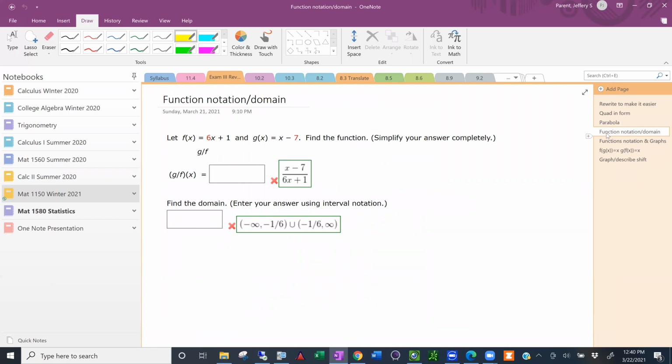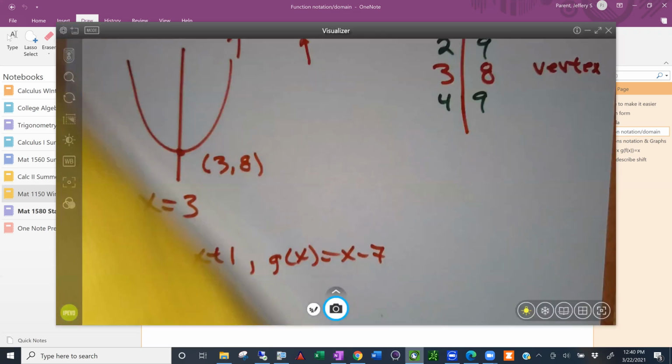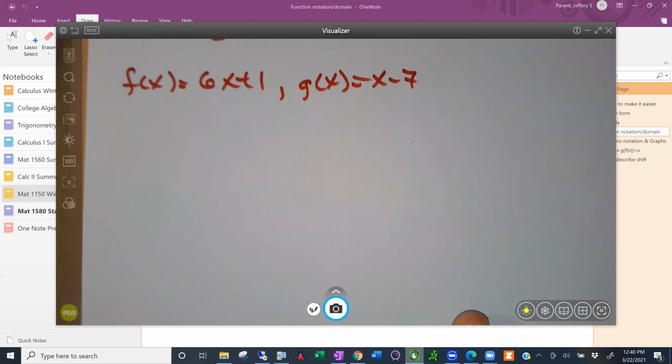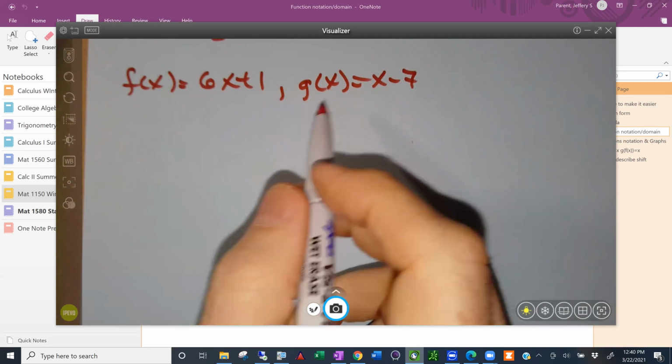Okay. Let's continue with this one. This is some function notation stuff. I think this is from section 11.1. So they give you f of x is 6x plus 1, and g of x is x minus 7. Now, again, this is something that you're going to struggle with if you're trying to use something outside of what we've done in class to help you out with this. They're not going to know what to do.